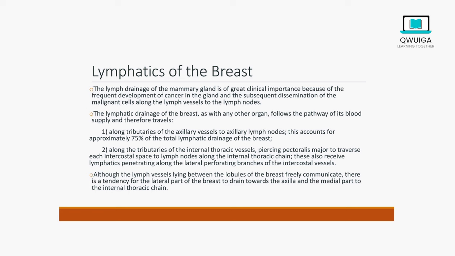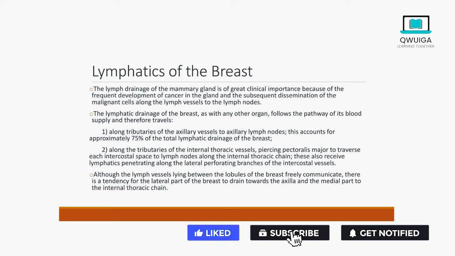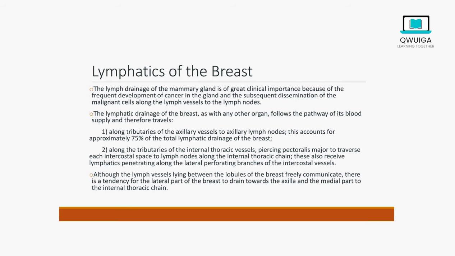The lymphatic drainage of the breast, as with any other organ, follows the pathway of its blood supply. Therefore, 75% of the total lymphatic drainage of the breast moves with the tributaries of the axillary vessels to the axillary lymph nodes, and the remainder along the tributaries of the internal thoracic vessels, piercing the pectoralis major to traverse each intercostal space to lymph nodes along the internal thoracic chain. This is where we have the parasternal nodes. They also receive lymphatics penetrating along the lateral perforating branches of the intercostal vessels.